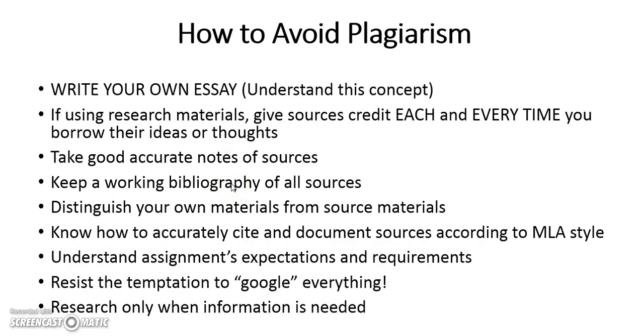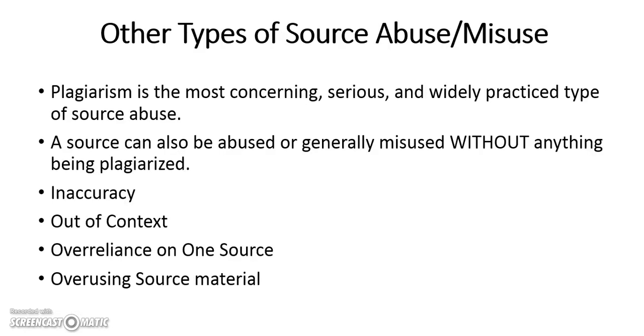Okay, how to avoid plagiarism. You can read on your own, but please, produce original works. All right, so besides plagiarism, there are other types of source abuse and misuse as well. You can misuse a source without plagiarizing it, right? So there is ethical use and there is unethical use. And plagiarism is just one type of unethical use. Like I said, you can unethically use a source without plagiarizing it. So how do you do that?